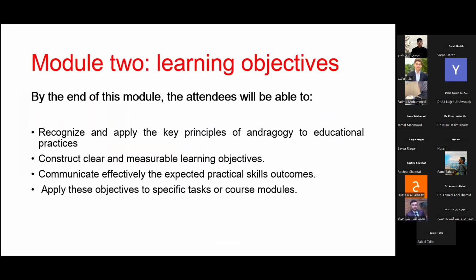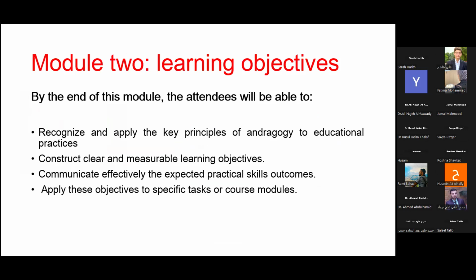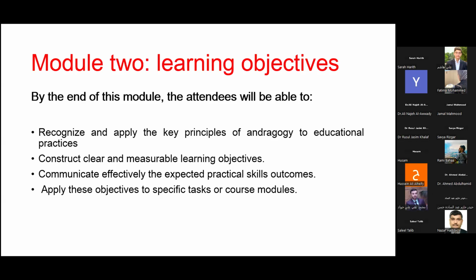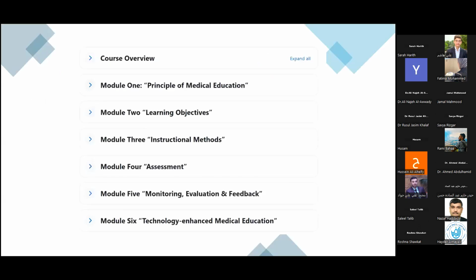Module 2 is about learning objectives, and by the end of this module, all the attendees shall be able to recognize and apply the key principles of undergraduate educational practices, and to construct clear and measurable learning objectives, as well as communicate effectively the expected practical skills outcomes. And last but not least, to apply these objectives to specific tasks or course modules.